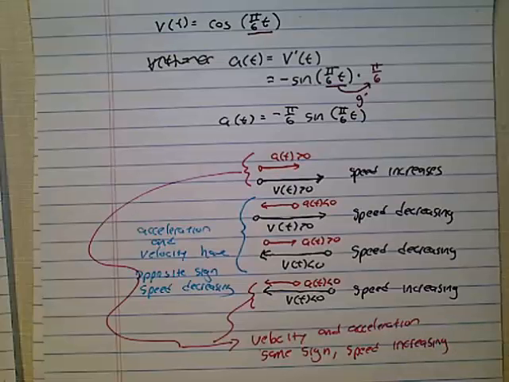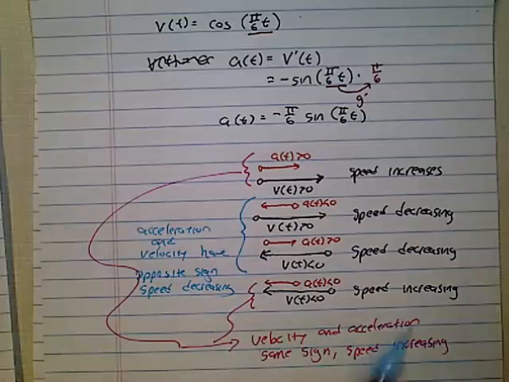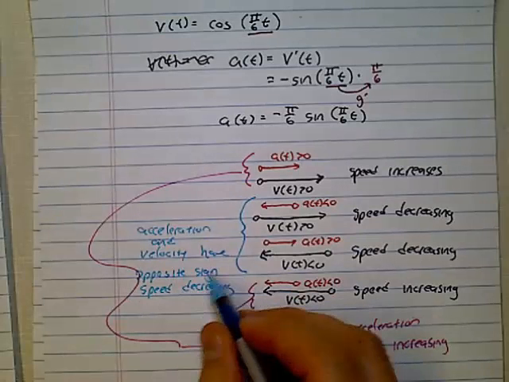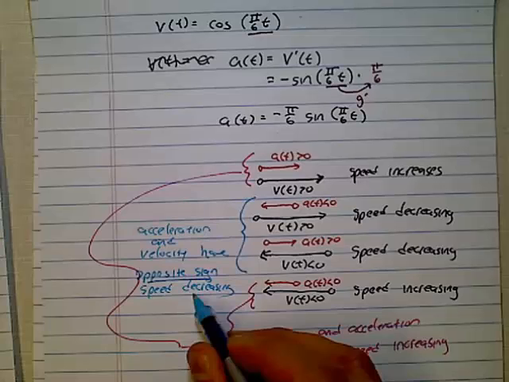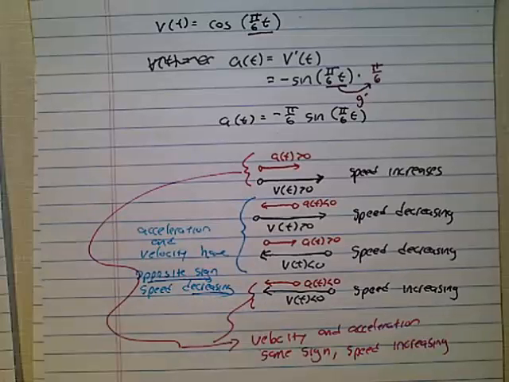All right, so this is the critical information here: when acceleration and velocity have the opposite sign, speed is decreasing. When velocity and acceleration have the same sign, speed is increasing. And that's going to be a really important thing to bear in mind as you do questions about whether the speed is increasing or decreasing.